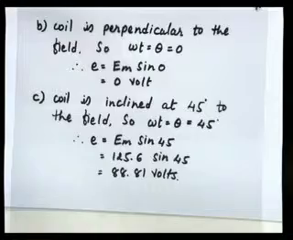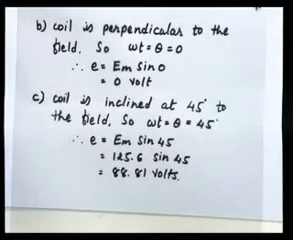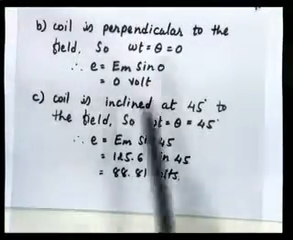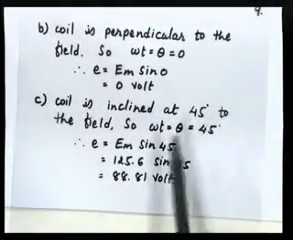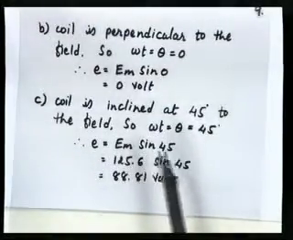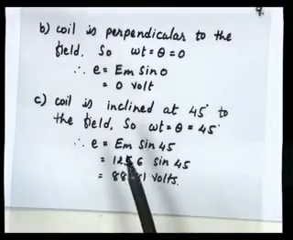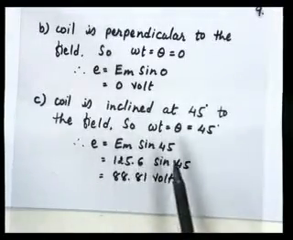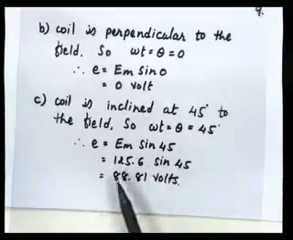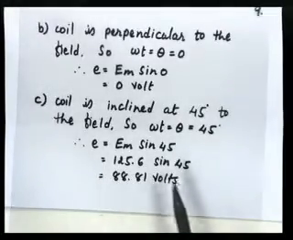Third part is the coil inclined at 45 degrees to the field. So again theta is given, which is 45. So E is equal to Em sin 45. Em is known, it is 125.6, and sin 45. So your answer is 88.81 volts. From this example, you can easily understand how the induced EMF will change with respect to time. Whenever you change the location of the coil or change the rotation of the coil, your induced EMF will change accordingly.